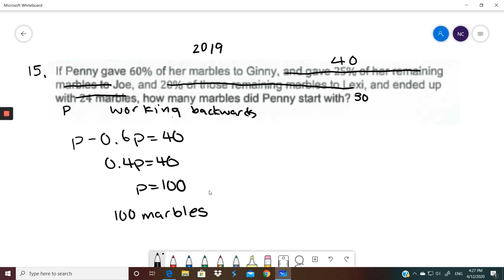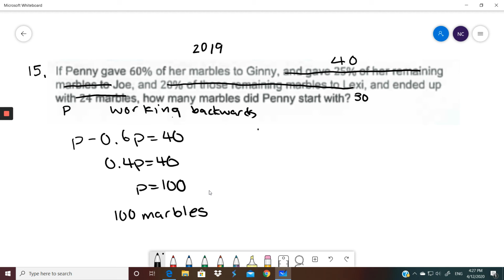before she gave 60% of her marbles to Ginny, 25% of her marbles to Joe, and 20% of those remaining marbles to Lexi. So that's the end of the problem, but what's beautiful about these types of problems is you can work from the start to the end to check your answer.